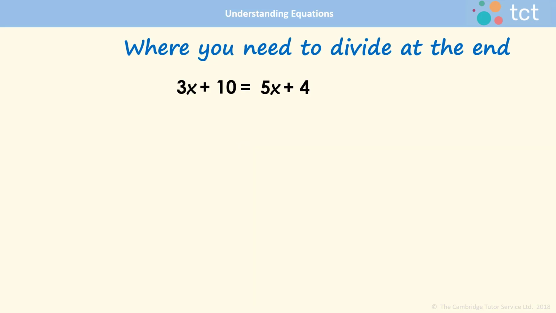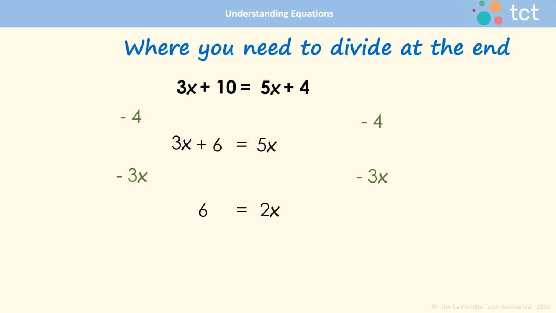Here's another one to try, and if you want to, pause the video and have a go at this. 3x plus 10 is the same as 5x plus 4. 4 is the smallest of my extra numbers, so I'm going to take that away from both sides. So I have 3x plus 6 is the same as 5x. Now I need to get rid of the x on the side with the 6 on it, so I'm going to take away 3x from both sides. So this side is now 6, is the same as, I've taken 3x's away from that 5, so that's 2x.